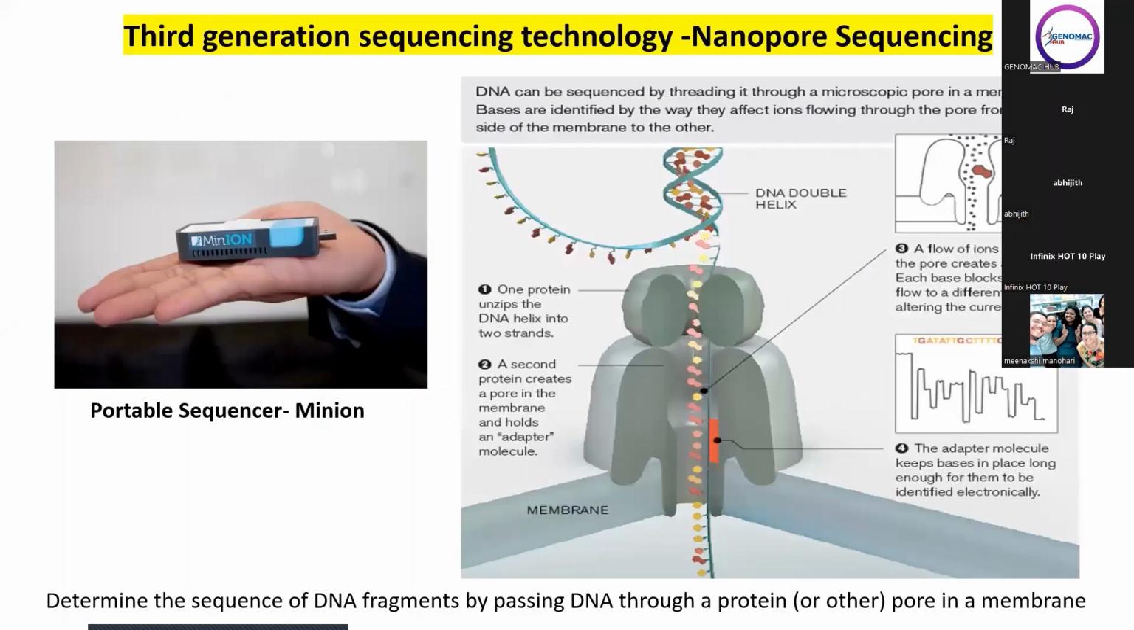Third generation sequencing technology is nanopore sequencing technology. This is very important, and it is taking science to another, higher level. This is a very portable sequencer you can hold on your palm. You can use your laptop to analyze your data. You can take this sequencer anywhere, in your field, in your farm, in your lab, in your room, even if you are traveling in your car or in your bus.